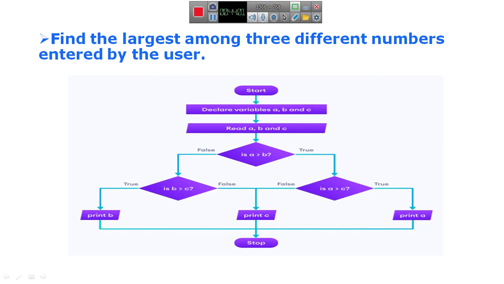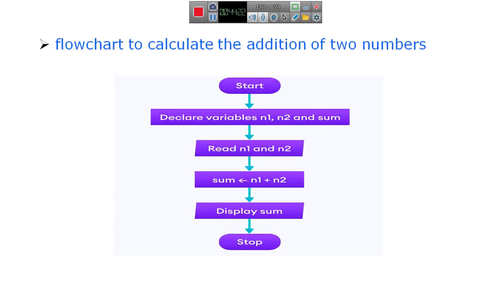The final result is c. Whether a is big, b is big or c is big, the final step is stop or end, ending the process. So this is a way of writing a flow chart.